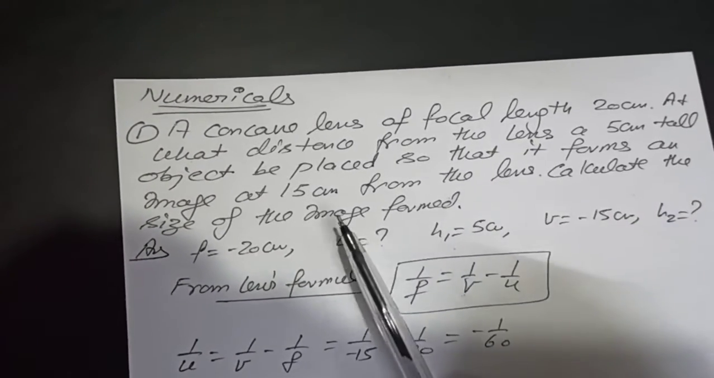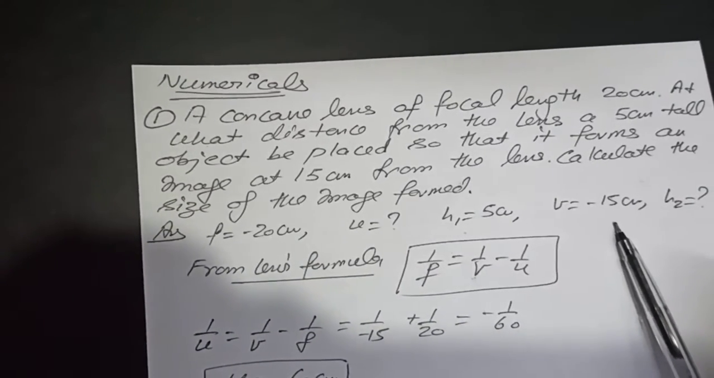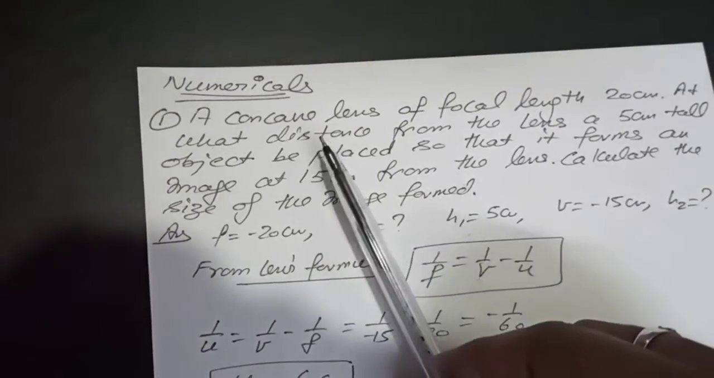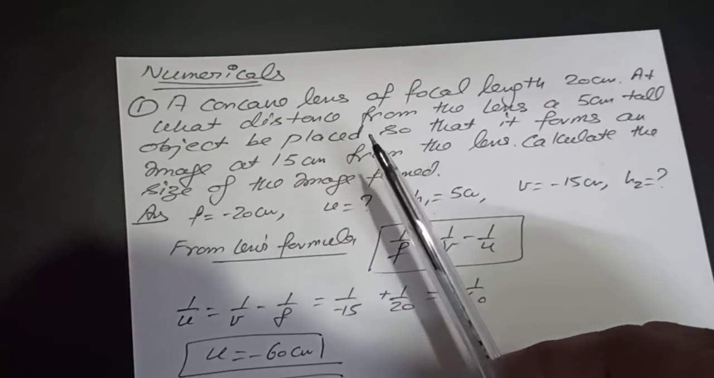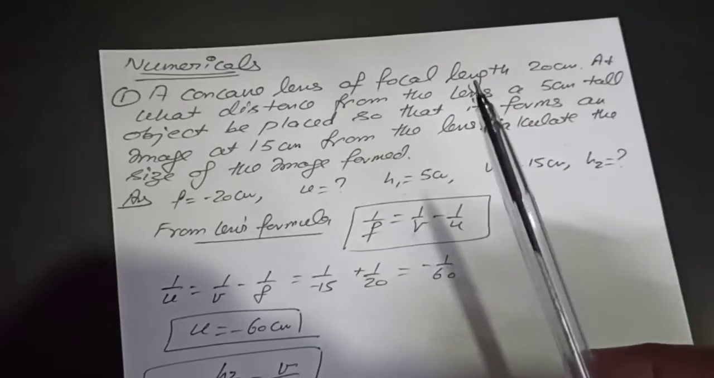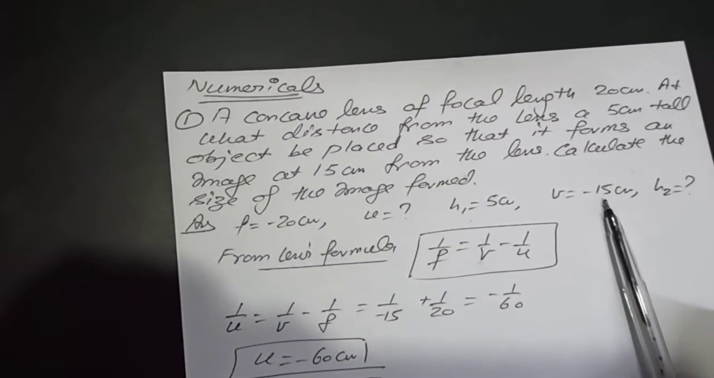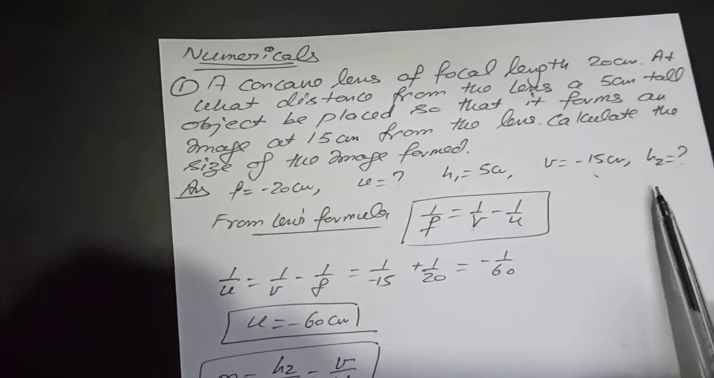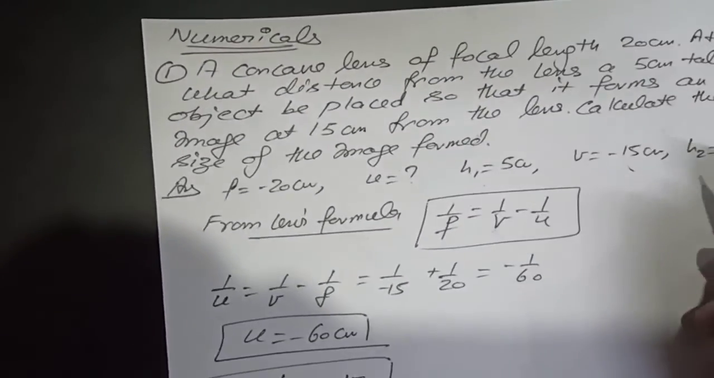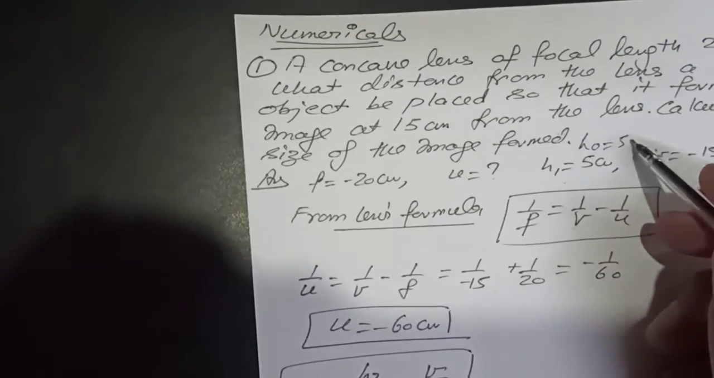So that it forms an image at 15 cm from the lens, it means that v is 15 cm. One thing is that a concave lens always produces an image that is virtual and erect, on the same side. So the same side we take as a minus sign. Now from the lens, calculate the size of the image. It means H2 we have to find out. H2 means HI, the image, and H1 means HO, 5 cm.